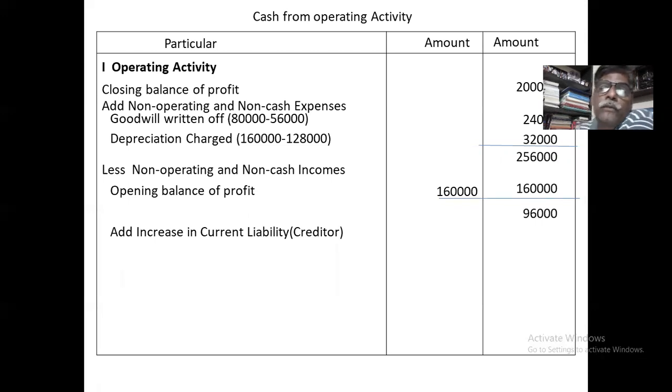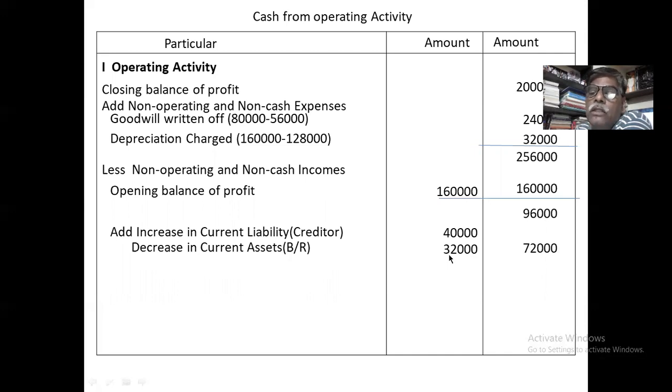In the operating profit, you add increase in current liability and decrease in current asset. So regarding increase in current liability, creditor increased. That amount is 40,000. Then decrease in current asset is bills receivable. Bills receivable decreased. The difference is 32,000. Okay, you add these two items, 72,000. Take to the outer column and add in the outer column. Total is 1,68,000. Okay, 1,68,000.